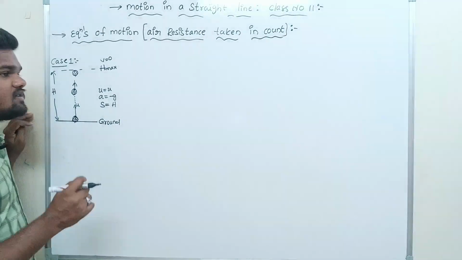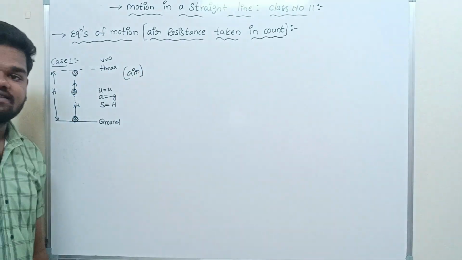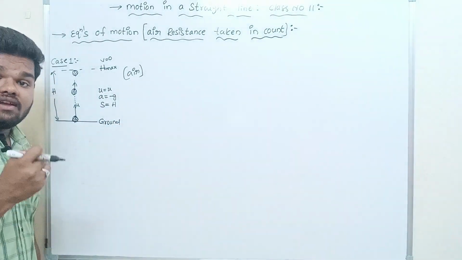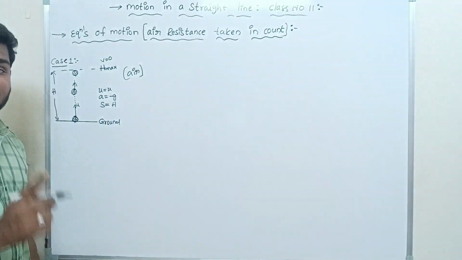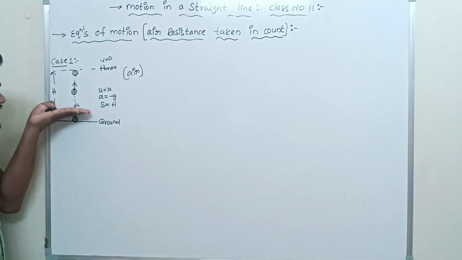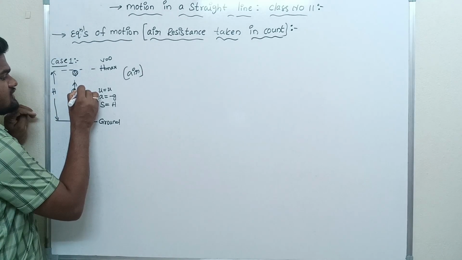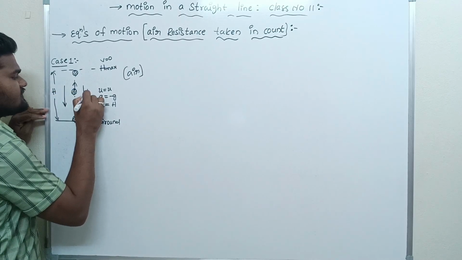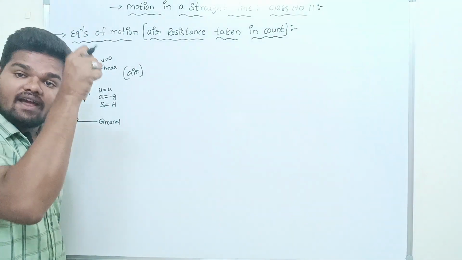Okay, so have a look. Here we are considering the air resistance force. Whenever you are projecting an object in a vertically upward direction, the object is moving like this. Whenever the object is moving away from the ground, the air resistance force opposes the object, and it acts in the opposite direction to the motion of the object.